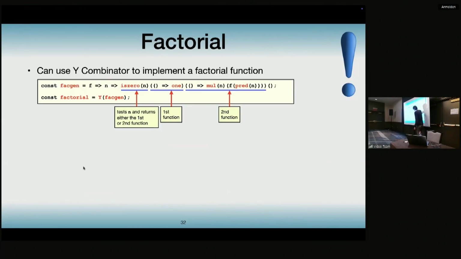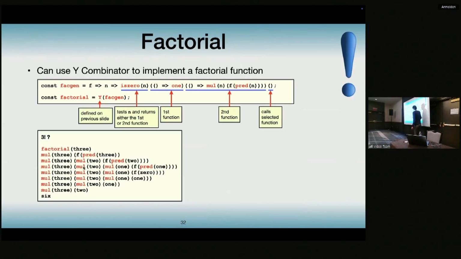Now, these are just functions, but they're not calls to the functions. They're just function definitions. And so this little bit right here says, call the function that I selected. So I have this test, and I'm going to pick either this function or this function, and whichever one I picked, I'm going to execute it. Now, this y right here, that's the y combinator function that we saw in the previous slide. And then we're just passing in our factgen function right there.